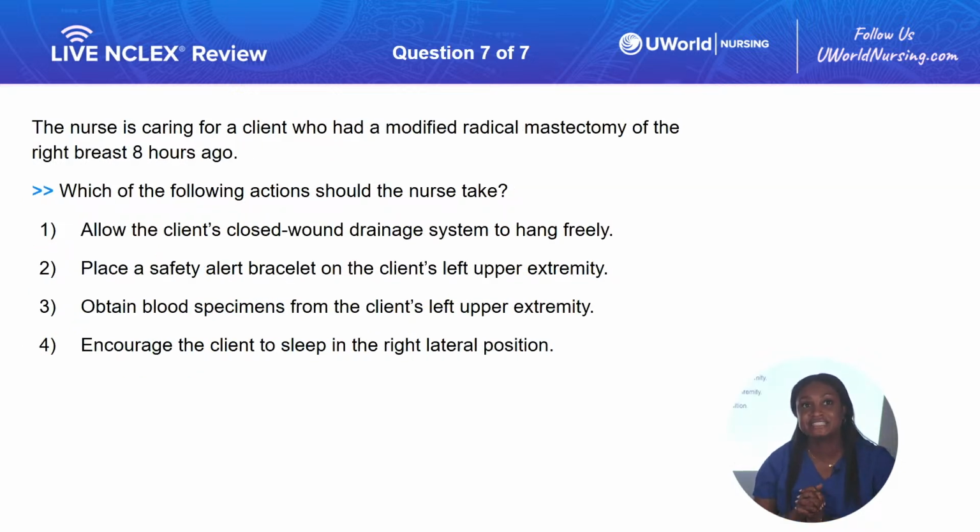Last question of the day. The nurse is caring for a client who had a modified radical mastectomy of the right breast 8 hours ago. Which of the following actions should the nurse take? Option 1, allow the client's closed wound drainage system to hang freely. Option 2, place a safety alert bracelet on the client's left upper extremity. Option 3, obtain blood specimen from the client's left upper extremity. And option 4, encourage the client to sleep in the right lateral position. Which should they take?